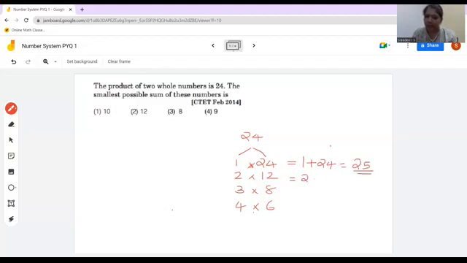Here the two numbers are 2 and 12. 2 plus 12, when you add, you will be getting 14. Here it is 3 plus 8. When you add them, you will be getting 11. Here it is 4 plus 6. When you add, you will be getting 10. So what is the smallest sum? That is 10, right? So the smallest possible sum is 10.